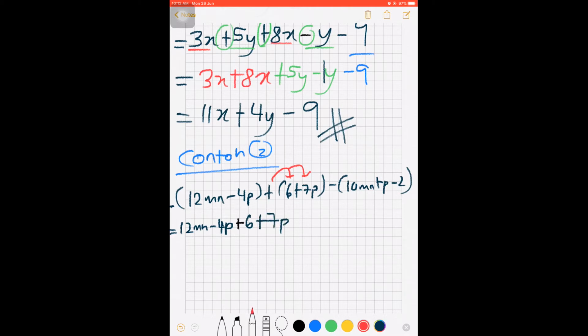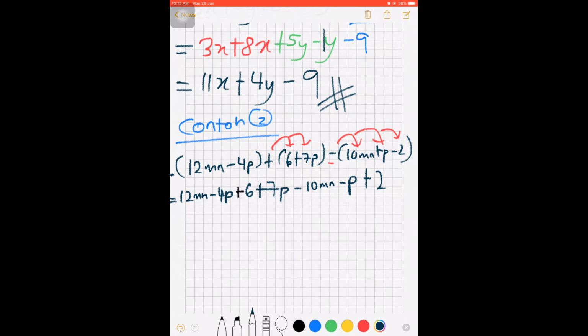Okay, next one pula. So ini negative, so kena make sure. Okay, make sure you buat betul-betul lah. So negative jumpa positive becomes negative 10mn. Lepas tu negative jumpa positive again, tukar negative, negative p. Then negative jumpa negative jadi positive. So it becomes tambah 2.